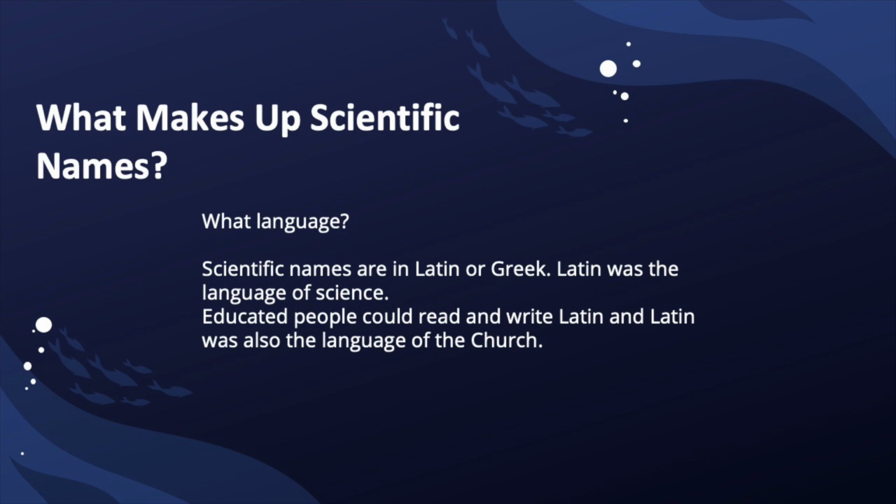Now, to understand this portion of our video, we first have to understand the language of scientific names, because obviously when you say a scientific name, for the most part, it's not English. So what's the language that it is? The answer to that is basically Latin or Greek. Back in those times, in the time of Carlos, Latin was the language of science. Mostly the educated people were able to read and write Latin, and it was also the language of the church, especially the Catholic Church.